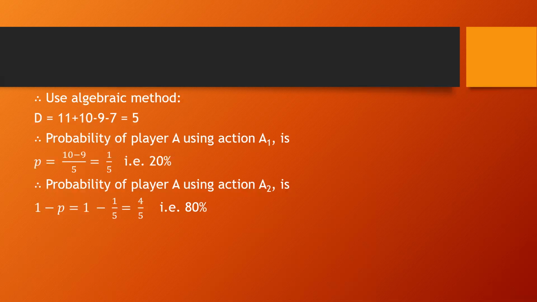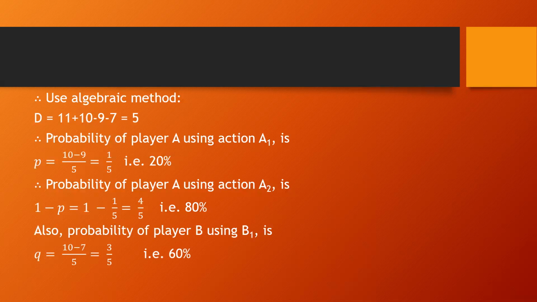Now to find the value for Q, we have to consider the second column, the last column, which will be 10 minus 7. So 10 minus 7 divided by 5 will give me 3 by 5, which is nothing but 60% or 0.6 probability. And 1 minus Q will give me 2 by 5, that is 40% or 0.4 probability.